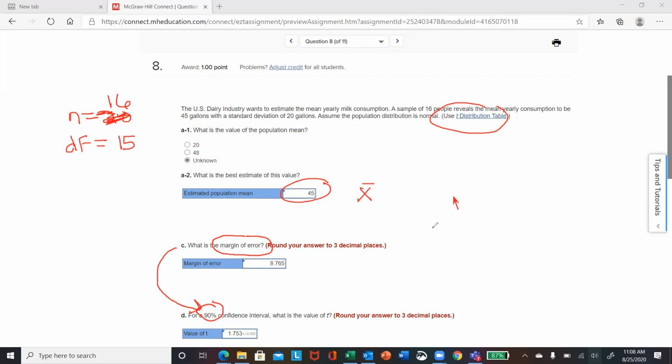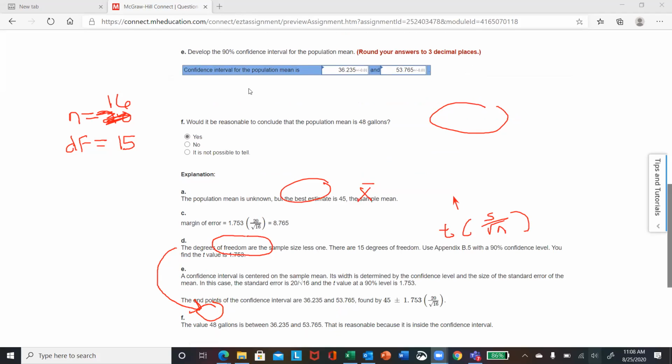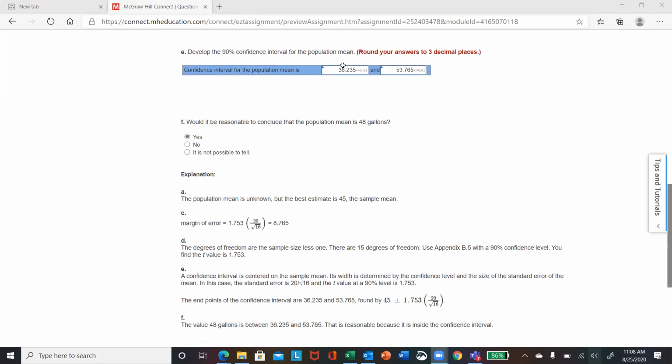And of course, to get your margin of error, it's going to be your t-value multiplied by S over the square root of n. And so let me, again, show you the specific calculations on that right down below. And I think when the authors put this together, they got that backwards, because you actually need that t-value in part C to get that margin of error. But then there's your t-value, 20 over the square root of 16, so about 8.765. And of course, you would have needed part D to get part C. So I think they got that one backwards, so don't let that confuse you.